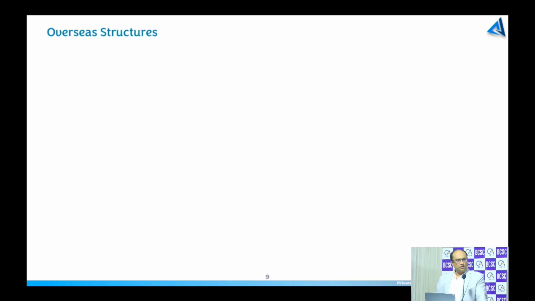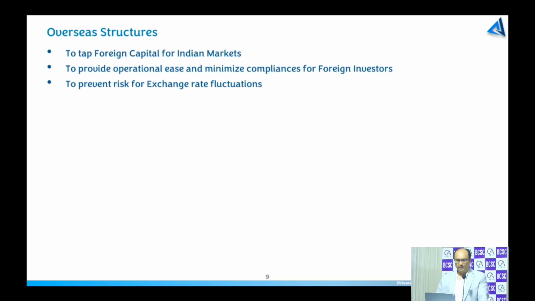Overseas structure: Kinjalbhai introduced Gift City to us. Before Gift City, there were certain features for which overseas structures were defined, to tap foreign capital for Indian markets and provide operational ease. So instead of an investor coming directly into my Indian AIF, they always preferred coming through an offshore structure somewhere in Mauritius or Singapore, because it has fewer compliances, less exposure to Indian regulatory authorities, and it provided a lot of ease for these investors. It prevented exchange rate fluctuations as well. Unified structures and co-investment structures are the kinds of structures through which these investments were made.